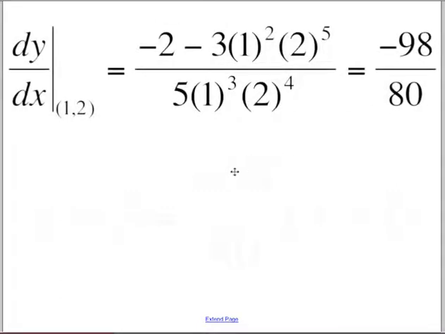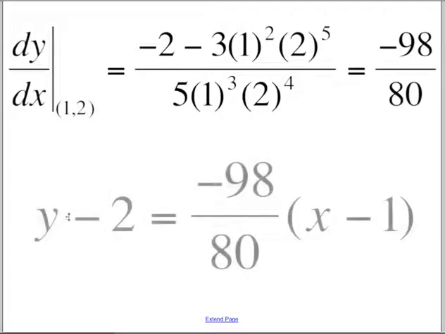And so then the last thing is to write the equation of the tangent line in point-slope form. So y minus 2 equals negative 98 over 80 times x minus 1.